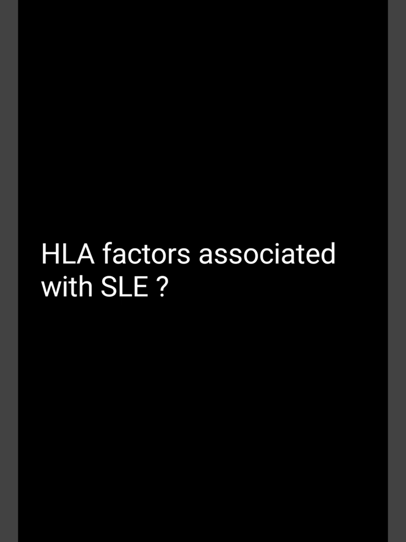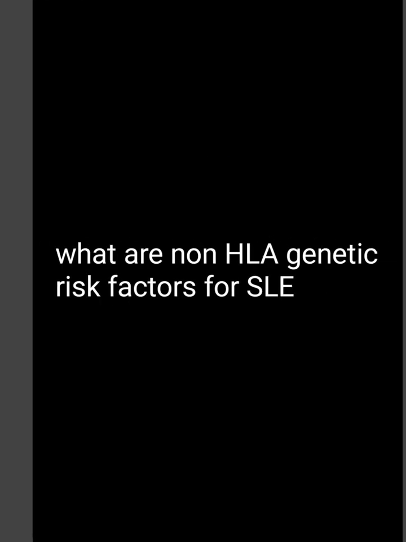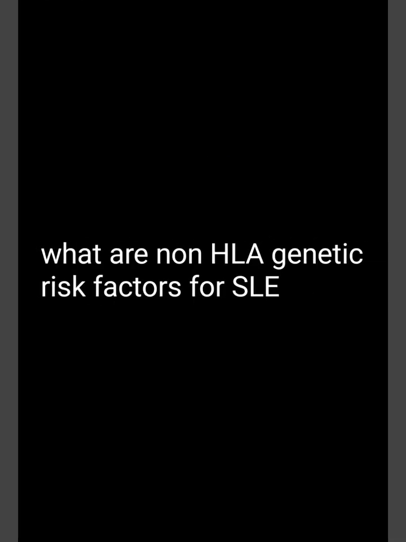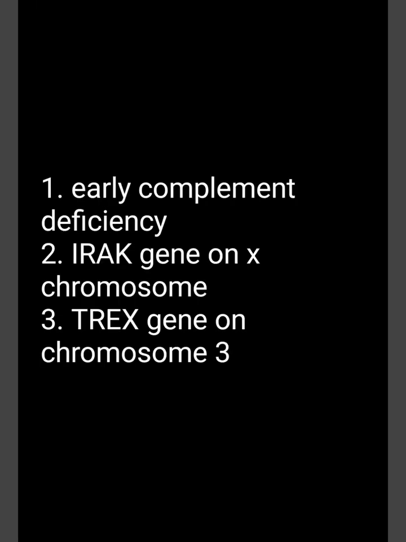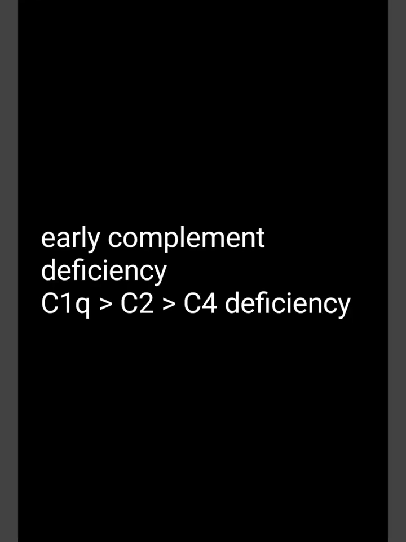HLA factors associated with SLE. HLA-DR3, HLA-DR2. What are non-HLA genetic risk factors for SLE? 1. Early complement deficiency. 2. ERAC gene on X chromosome. 3. TREX gene on chromosome 3. Strongest genetic risk factor for SLE? Early complement deficiency. C1q greater than C2 greater than C4 deficiency.